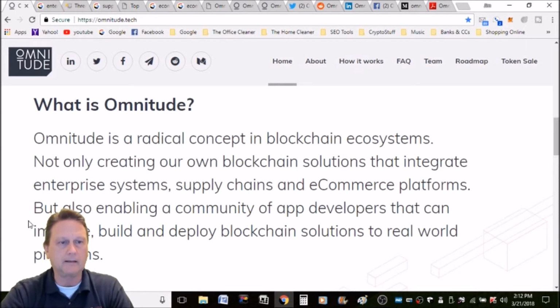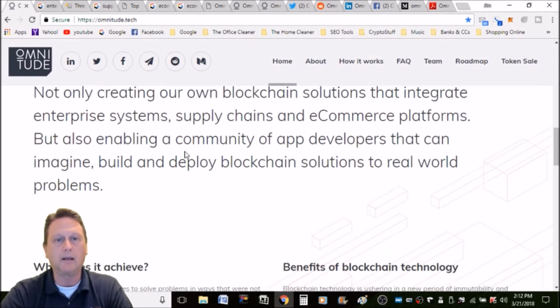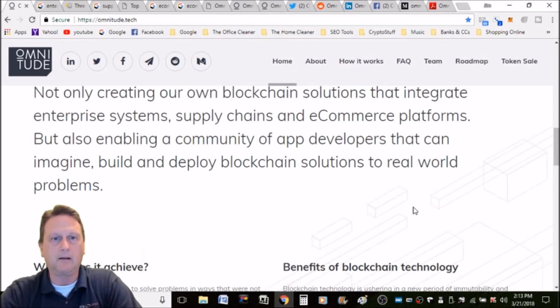And then lastly down here it says they want to enable app developers that can imagine, build, and deploy blockchain solutions to real-world problems. They just want to help app developers achieve their visions or whatever it is they're trying to build. So pretty lofty goals. They're on target, I believe.